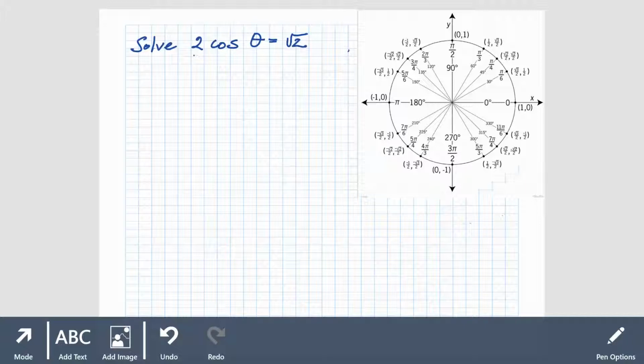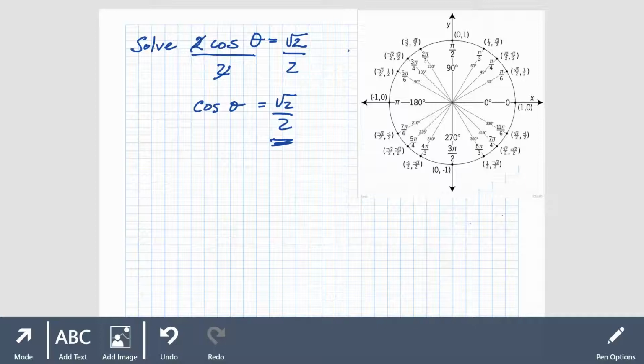In this problem, notice it's being multiplied by 2, so the first thing that you want to do is to divide by 2 on both sides of the equation. Notice now the cosine is by itself, and now I'm ready to go ahead into the trig portion of the problem. At this point, notice that we're trying to figure out what angle has a cosine of square root of 2 over 2.